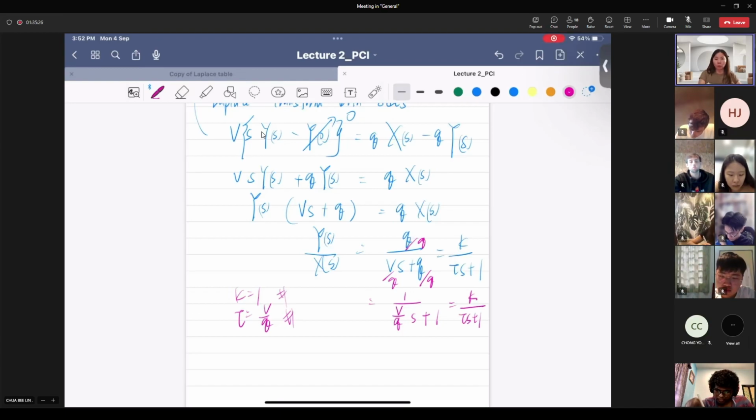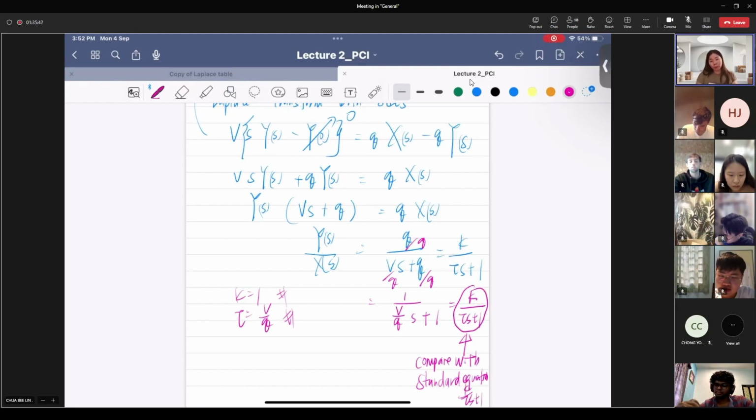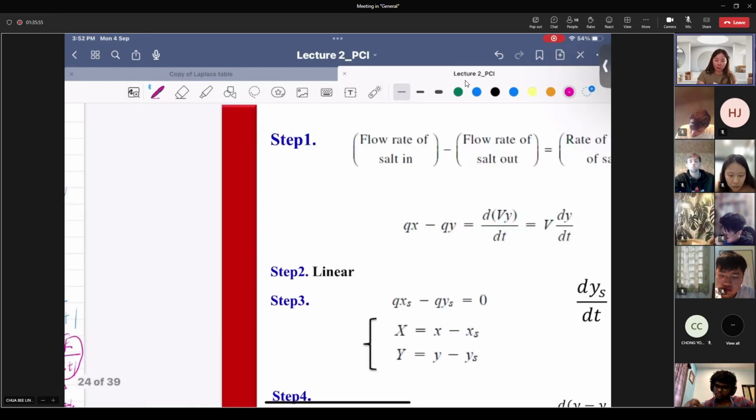What else you need to know for this is to compare with the standard equation, where the standard equation is K over tau S plus 1. Don't follow the solution in the slides where they assume the tau from the beginning. We don't do that. We will get our tau at the end of the answer by comparing it with the standard equation. Okay, so next.